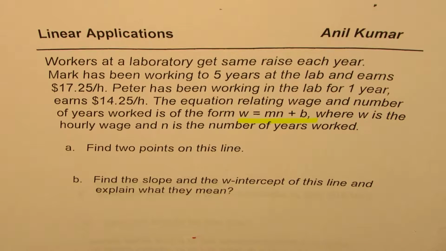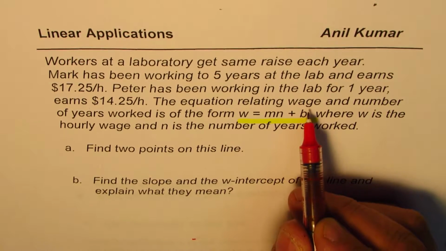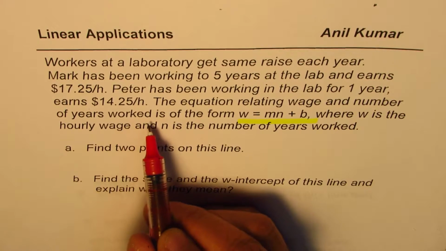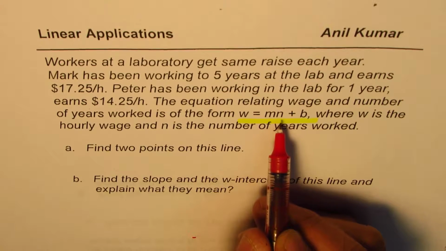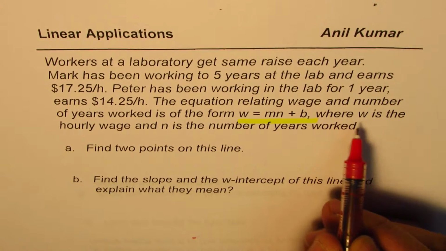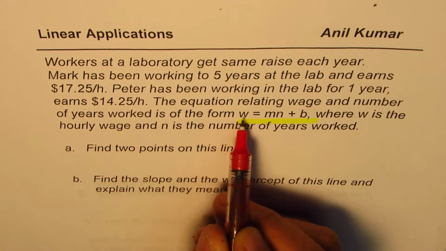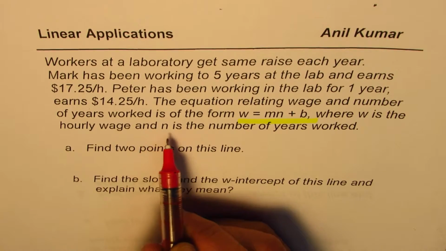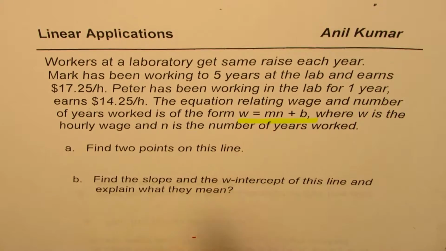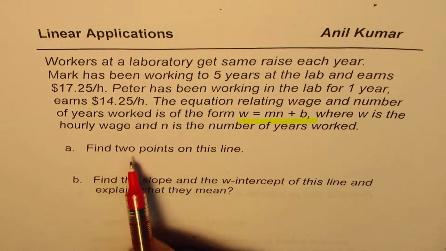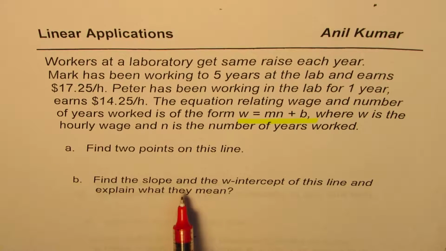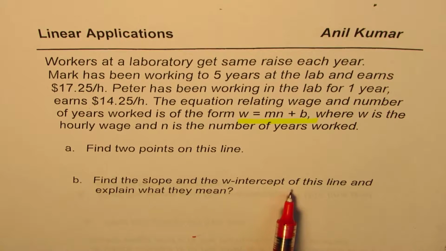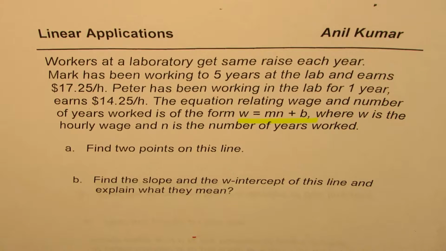Peter has been working in the lab for 1 year and earns $14.25 per hour. The equation relating wage and number of years worked is of the form W equals M times N plus P, where W is the hourly wage and N is the number of years worked. Find 2 points on this line. Part B is find the slope and y-intercept of this line and explain what that means.